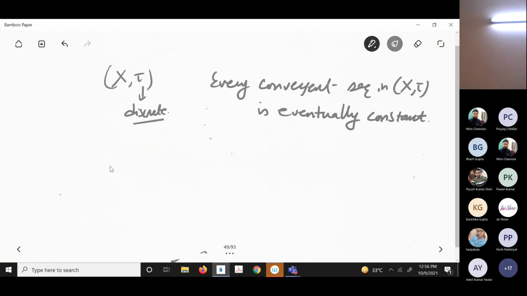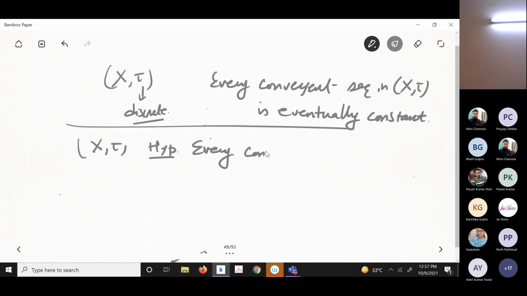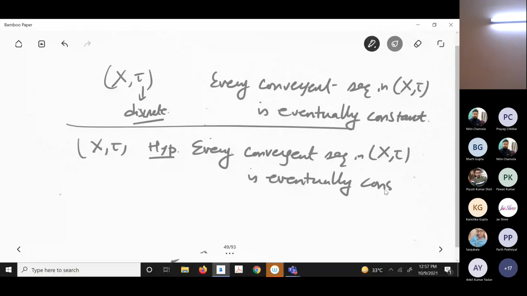Now suppose you have a topology, and now the converse. You have this hypothesis: every convergent sequence in (X, tau) is eventually constant. Is it the discrete topology?